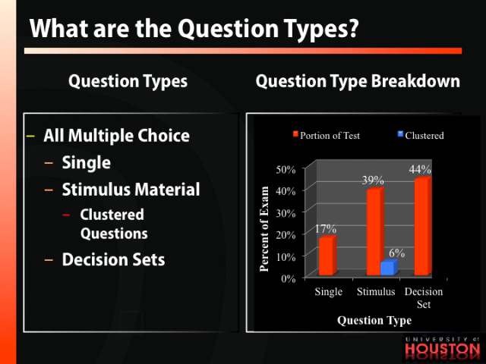Finally, decision sets are the most common questions on the PPR, comprising almost half the test. In a decision set, you will be provided with multiple stimuli throughout a series of 5 to 9 questions.